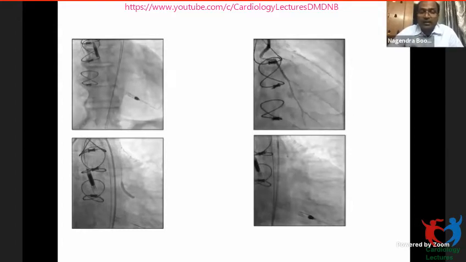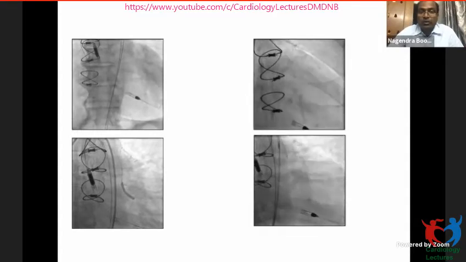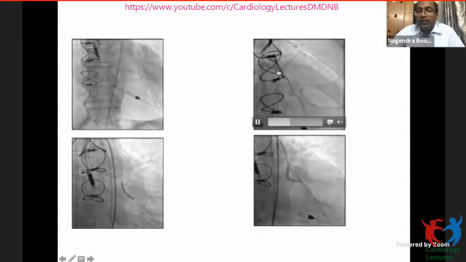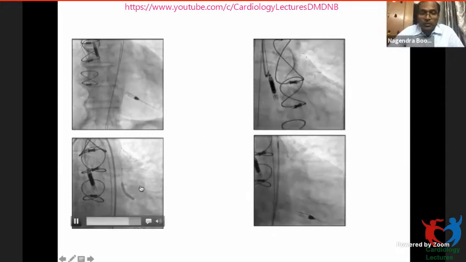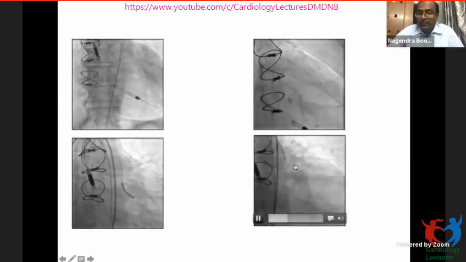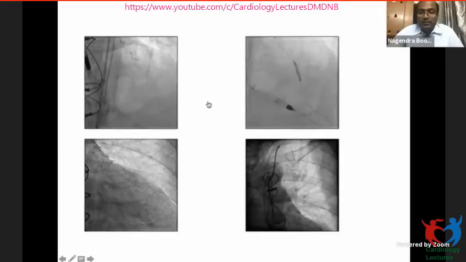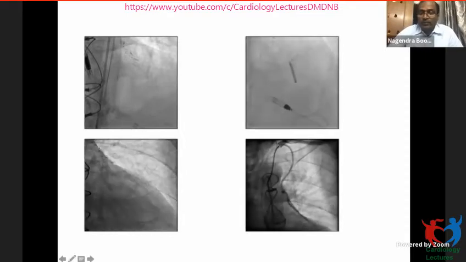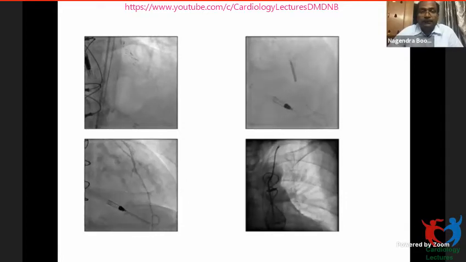A 7 French sheath was placed through the Impella CP, which is actually a 14 French sheath. We ended up doing PCI with the support of a Guideliner to the SVG to OM, and again with the support of a Guideliner, PCI to left main was done. A reasonable result was obtained, and the LV function, which was 25%, went up to 40% on one month follow-up. He was doing fine later.